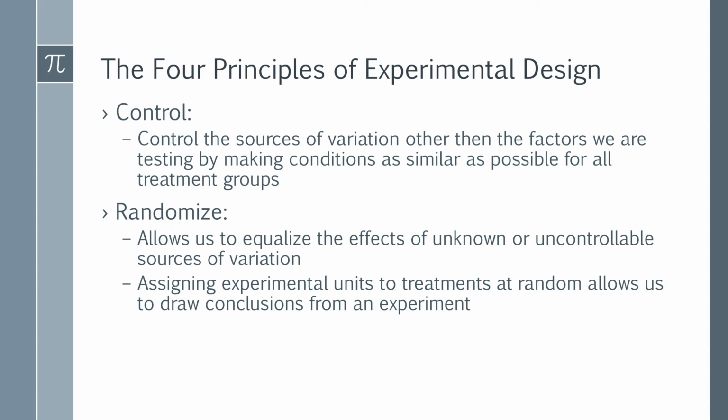The second is to randomize. Randomization allows us to equalize the effects of unknown or uncontrollable sources of variation. Assigning experimental units to treatments at random allows us to draw conclusions from an experiment.